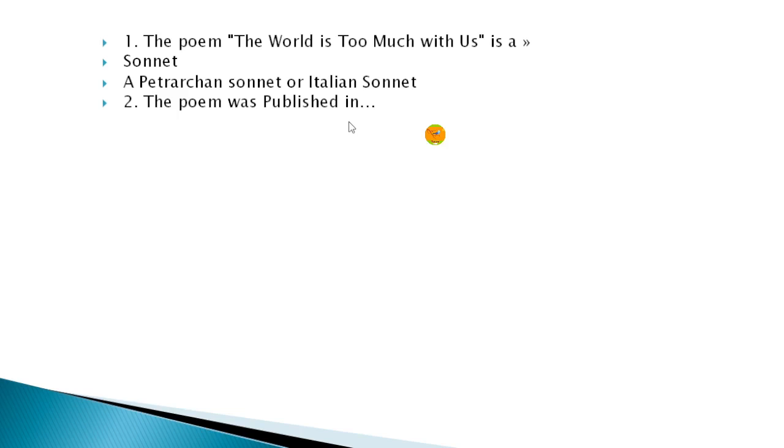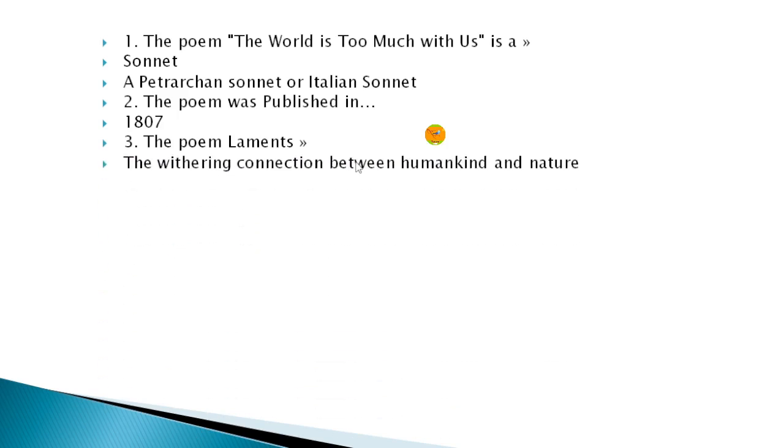The poem was published in, we know that this poem is a superb specimen of romantic literature by William Wordsworth, and most probably it was published after 1805, and it was published in 1807. Next, the poem laments or speaks about what? The poem laments the withering connection between humankind and nature. Once upon a time, there was a profound connection between humankind and nature, but in course of time, this connection withered, and the poem laments over it.